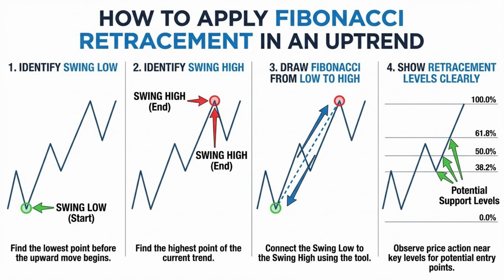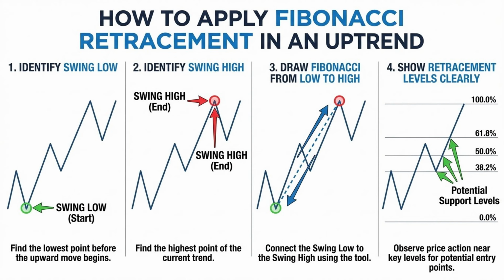To apply Fibonacci retracement in an uptrend, you first need to identify the swing low, which is the lowest point before the price starts moving upward. This is your starting point. Next, you identify the swing high, which is the highest point reached before the price begins to pull back. Once you have these 2 points, you use the Fibonacci retracement tool to connect the swing low to the swing high. The tool then creates the important Fibonacci levels automatically, such as 38.2%, 50%, and 61.8%. These levels help you understand where the price might pause or bounce during the pullback.